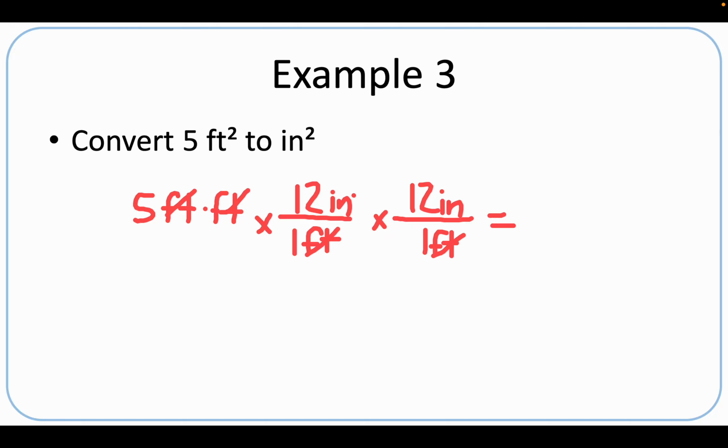And then you'll notice that we have inches times inches remaining, which is going to be our inches squared. So our answer is still going to be in area in square units. So we have 5 times 12, which is 60, times another 12. 6 times 12 is 72, so 720. And again, inches squared.